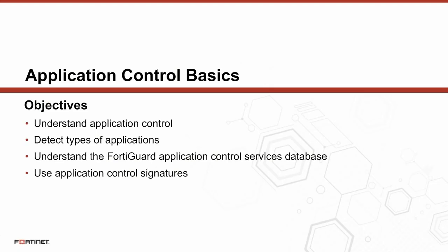After completing this section, you should be able to understand application control, detect types of applications, understand the FortiGuard Application Control Services database, and use application control signatures. By demonstrating competence in application control basics, you will be able to understand how application control works on FortiGate.